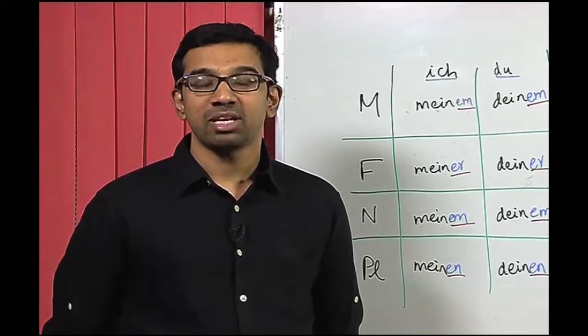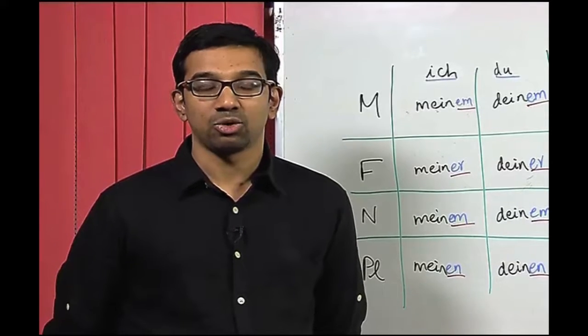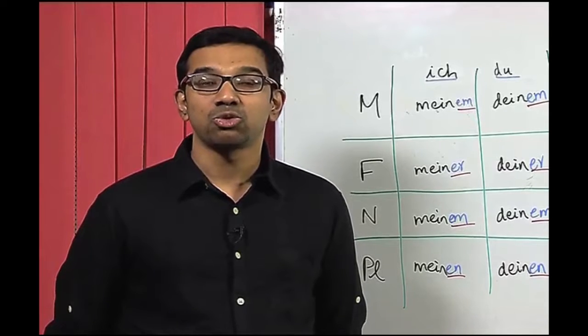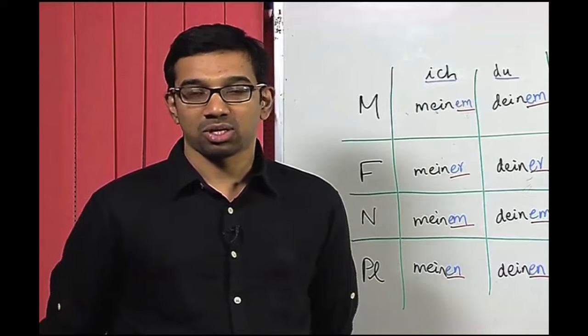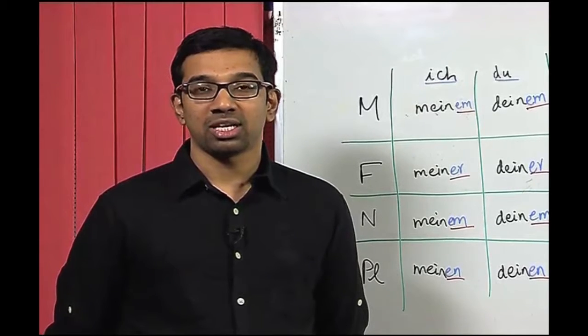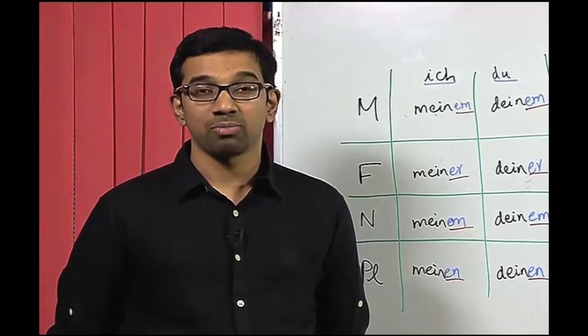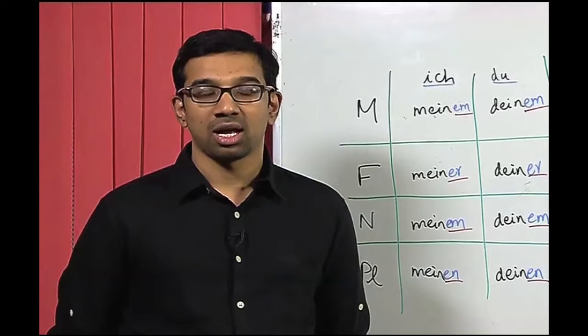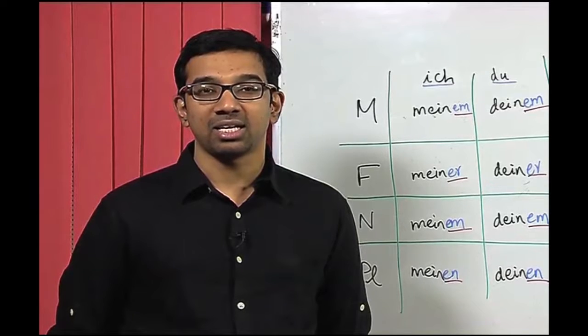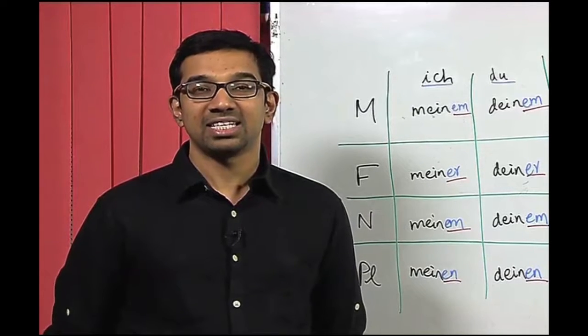You are already familiar with the concept of possessive article. You know that possessive article is used to show the possession of a noun by another noun. So, we know how possessive article changes its form from nominative to accusative in all the pronouns. Now, let us look at the ending of the possessive article in Dativ.